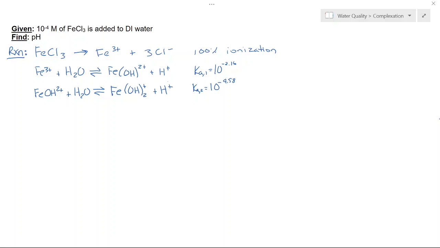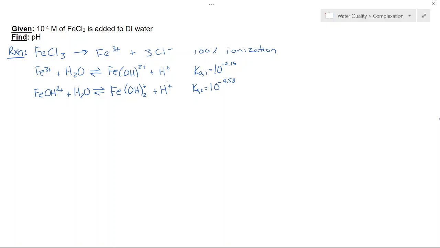In this video, I'm going to go over an example using information from some previous videos, and here we're going to look at what happens when ferric chloride is dissolved into water, and we'll solve for the pH. Okay, so here I have written out the reactions that we developed in the previous lecture.